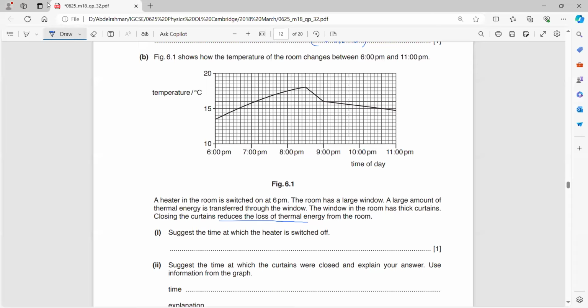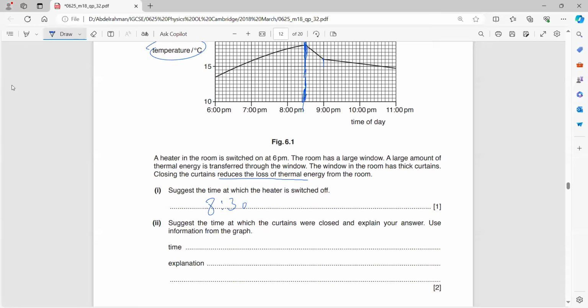I have a heater, and the temperature in the room kept on increasing. When do you think we switched off this heater? 8:30 p.m. Yes, 8:30, not 9. Why is it not 9? It is 8:30 because when I switch off the heater, the temperature will start to drop. At 9 it was dropping as well, but initially it started to drop at 8:30.